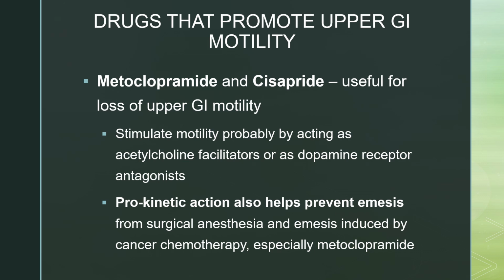There are two drugs that are studied for the promotion of upper GI motility. That would be your metoclopramide, which is an antiemetic agent, and your cisapride. These are both useful for the loss of upper GI motility. So what does it do? It stimulates motility probably by acting as an acetylcholine facilitator or as a dopamine receptor antagonist. So these are the proposed actions.